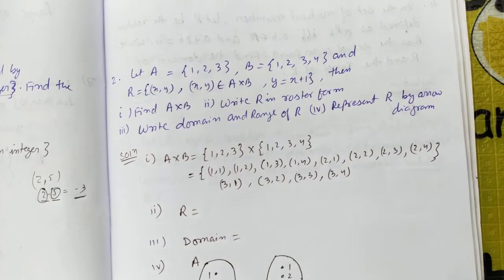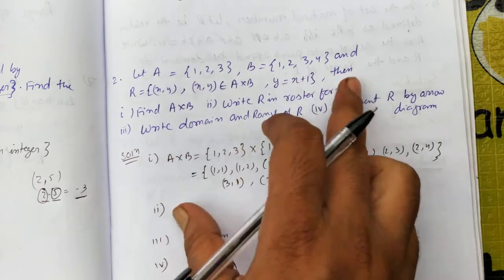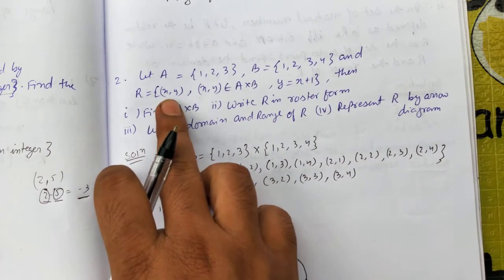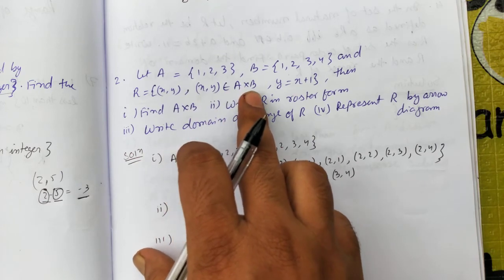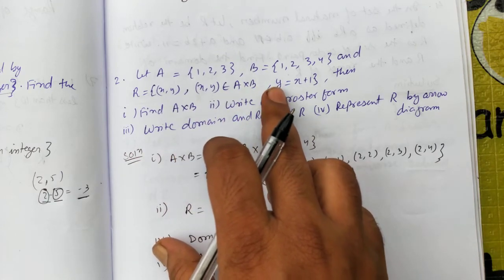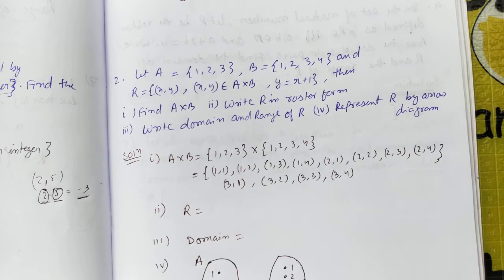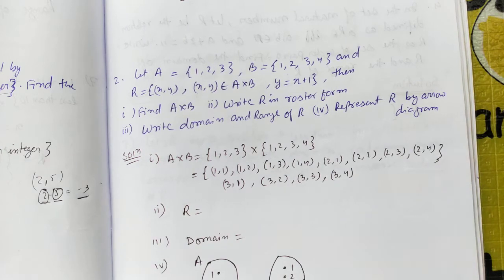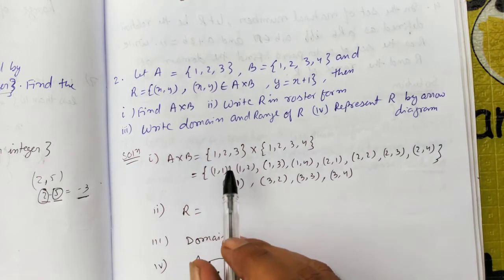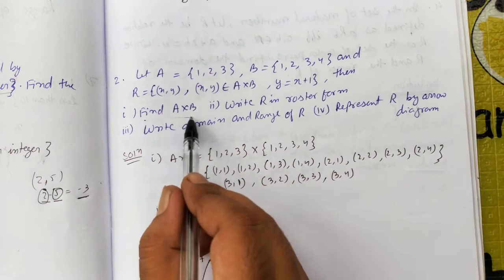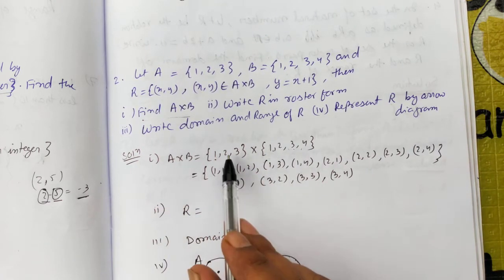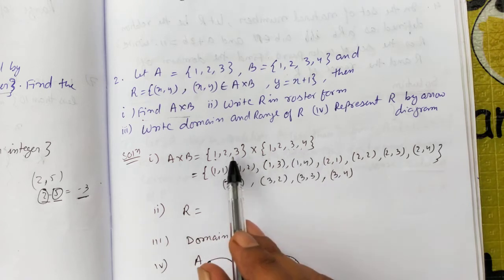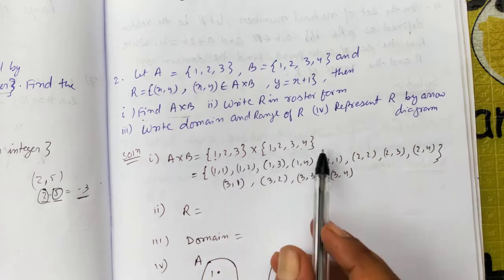I've already done the cross product. A is given, B is given. Our relation is {(x, y) : (x, y) belong to A cross B and y is x plus 1}. The first question is to find A cross B. So I got A cross B: (1,1), (1,2), (1,3), (1,4), (2,1), (2,2), (2,3), (2,4), (3,1), (3,2), (3,3), (3,4).